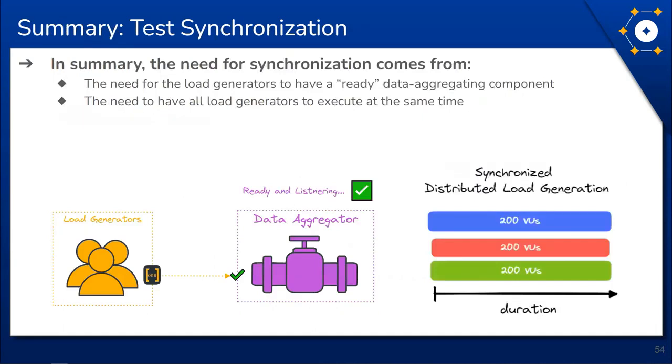In summary, the need for synchronization comes from 1, the need to prevent data loss resulting from sending data to an aggregator which is not ready to receive data, and 2, the need to have all load generators execute at the same time.